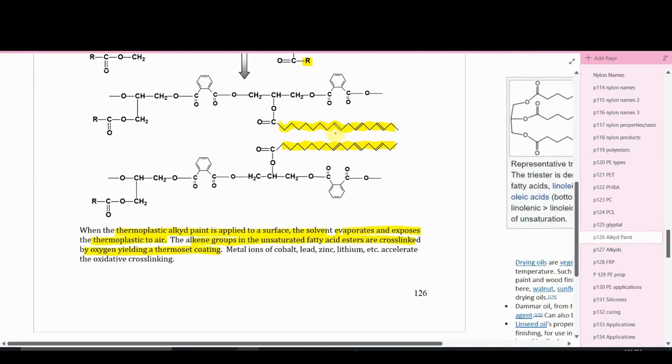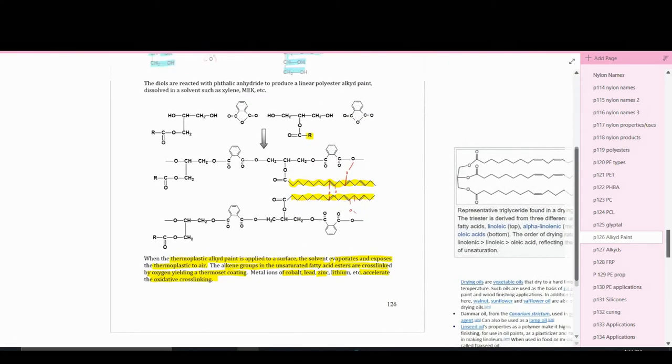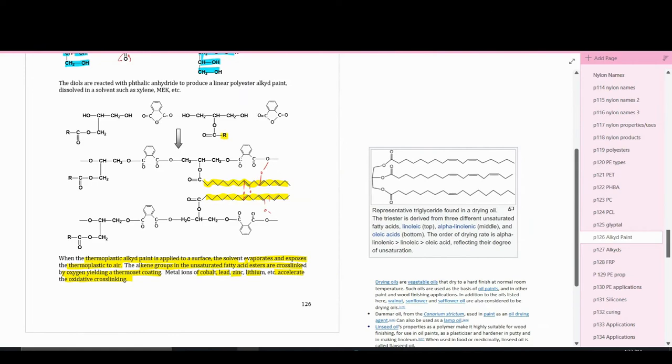So oxygen will cross-link, say for example here to here, and here, maybe to another chain on the other side, sorry, here, and so on. So the oxygen in the air will do the cross-linking. Metals of cobalt or lead or zinc or lithium are added as accelerators in the oxidative cross-linking process. So that's how paints are made, extracted from oils.